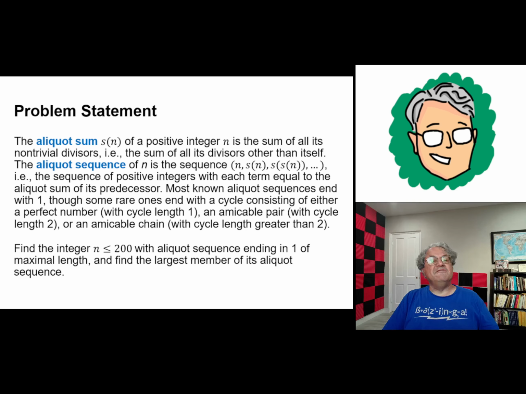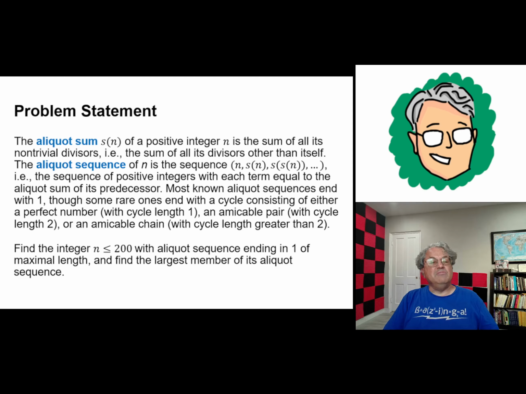I'm not going to get into that in this video, but there's been a lot of research on aliquot sequences and aliquot sums. And most of the time they terminate. Most of the time they go to 1, at least for most of the known aliquot sequences. Like I said, some of them can end in cycles, some end in perfect numbers, some end in amicable pairs or amicable chains. Those are just cycles of length greater than 2, but those are pretty rare. Anyway, that's just a little overview of what aliquot sequences are.